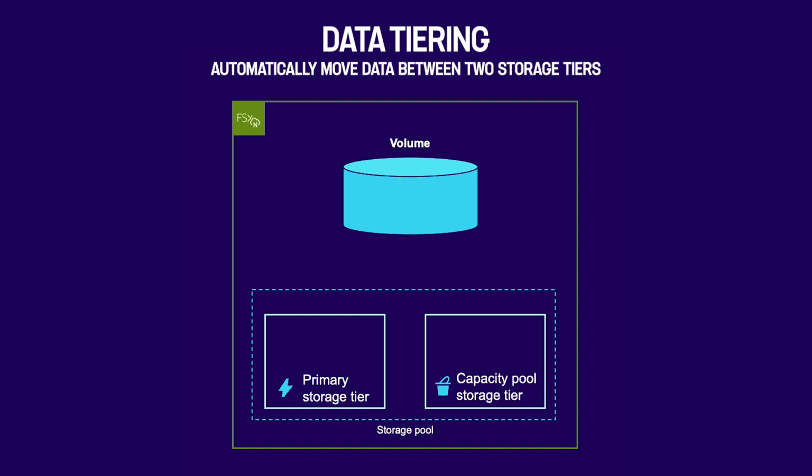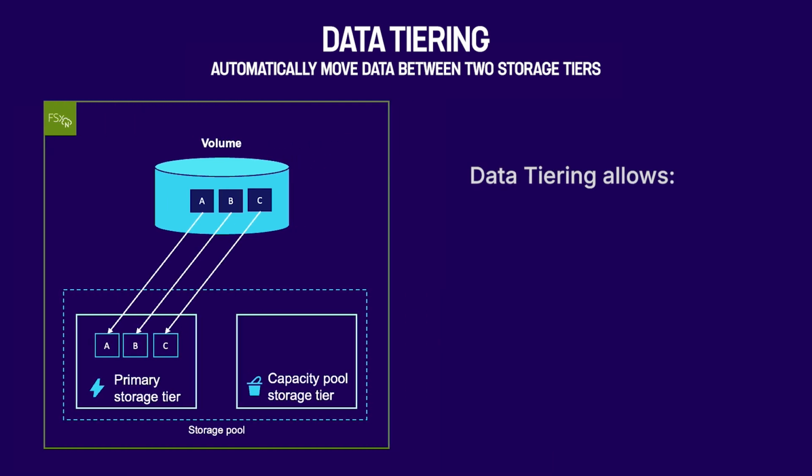When data tiering is enabled, data written to a volume is considered hot and is physically stored on the primary SSD storage tier. When data in the volume isn't accessed for a certain amount of time, it is marked as cold, and FSx for ONTAP automatically moves it to the capacity pool. When cold data is read or written to, it is considered hot again, and FSx for ONTAP moves it back to the primary SSD storage tier.